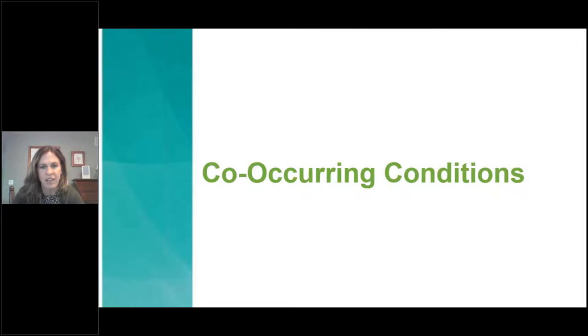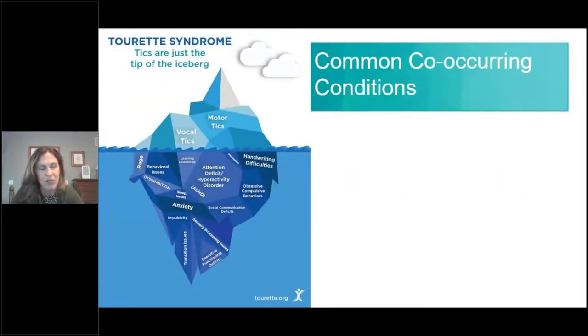So the co-occurring conditions. You may have seen this next slide before. I just love this slide. It really depicts what we can't see visually. Physically, we can see the motor tics and the vocal tics, right? And that's just the tip of the iceberg. Underneath the water, what we cannot see are all these possible co-occurring conditions. And like I said, 80% of students with Tourette syndrome have at least one of these. So dysgraphia, which is handwriting difficulties, obsessive compulsive behaviors, ADHD, anxiety, impulsivity, rage, other behavior issues such as disinhibition, social communication deficits, executive functioning, just to name some. I don't think I even hit all of them, but there are all these other issues that a child might be trying to manage during the school day. You're seeing the vocal tics and the motor tics, but they're struggling with these other issues as well.